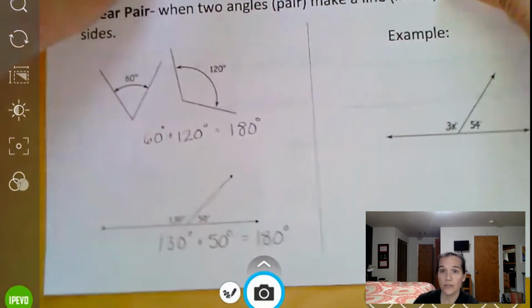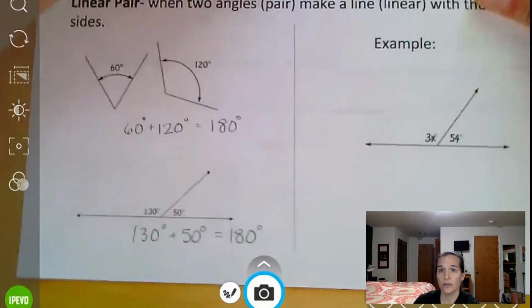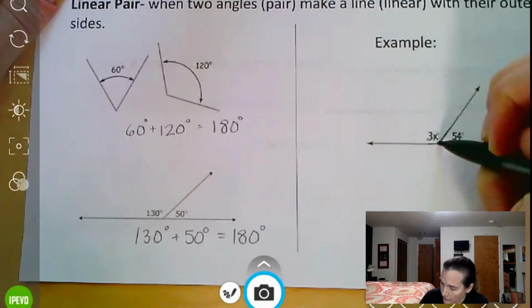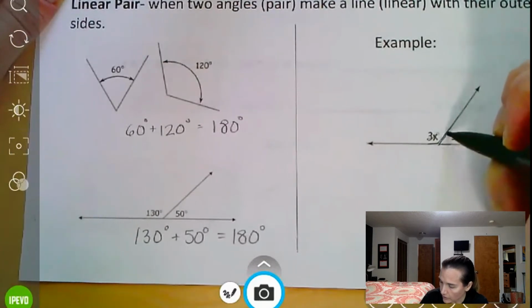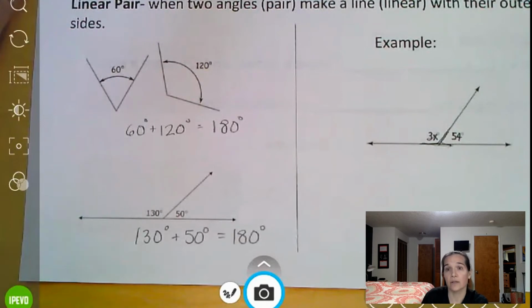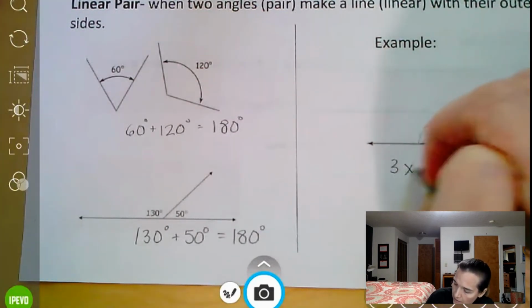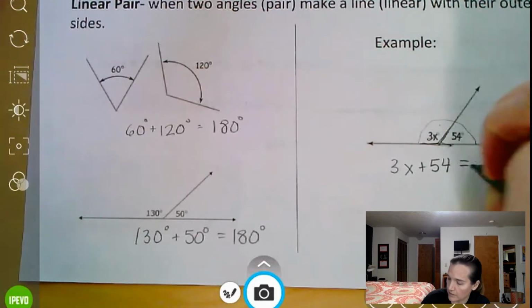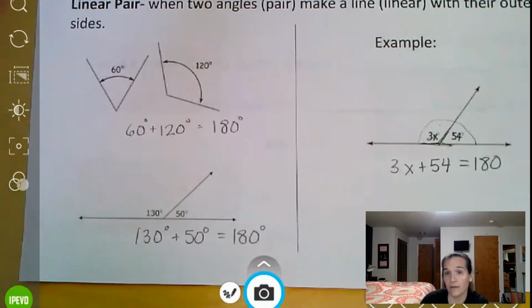All right, and we can use that to our advantage once again to write equations out. I notice that this angle here, the 3x, and this angle here, the 54 degrees, make a straight line on this side together. So that means they are a 180 degree angle or straight angle. And so what I could say is that 3x plus 54, this one plus that one, has to equal a total of 180.